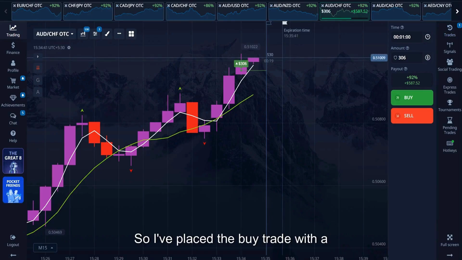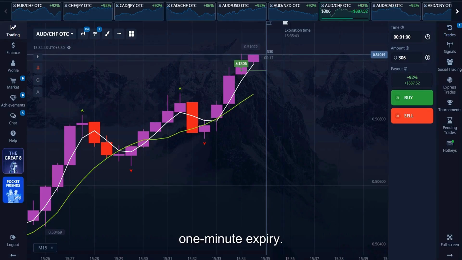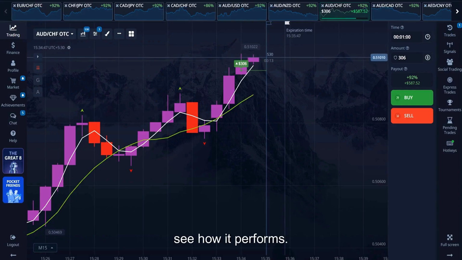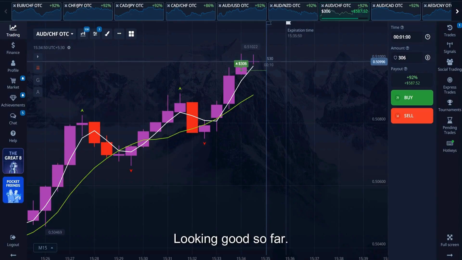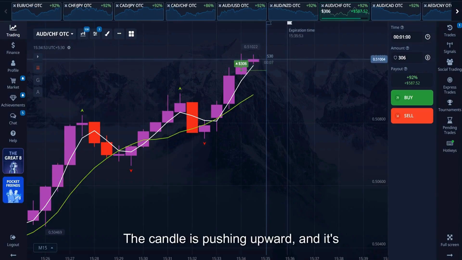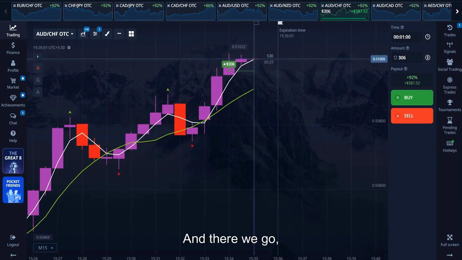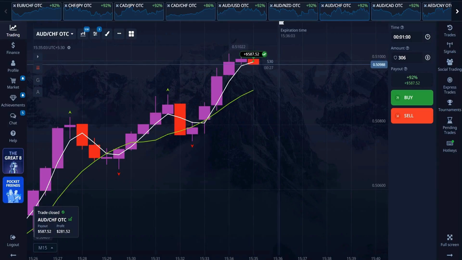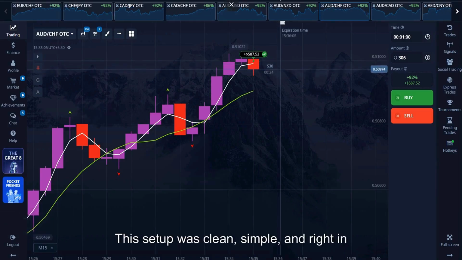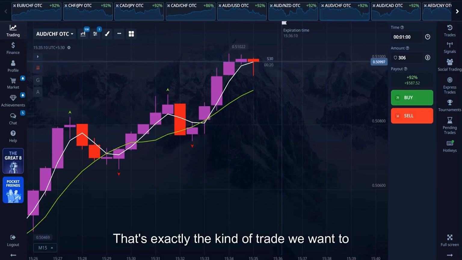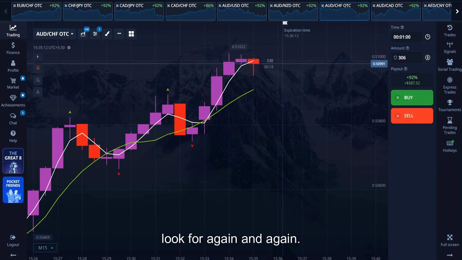So I've placed the buy trade with a 1-minute expiry, and now, just like before, we'll wait and see how it performs. Looking good so far. The candle is pushing upward, and it's moving just the way we expected. And there we go, another winning trade. This setup was clean, simple, and right in line with the trend. That's exactly the kind of trade we want to look for again and again.